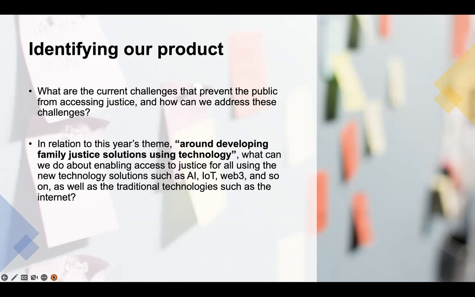So in accordance with the current theme of this year, which is addressing access to justice for people who are seeking family-related justice, how can this product help them? What are the current challenges that prevent the public from accessing justice, for example? Are the courts far away from their location? Or are people unfamiliar with approaching the courts or justice system, or maybe there are no courts in their area, so they have to travel to faraway locations?